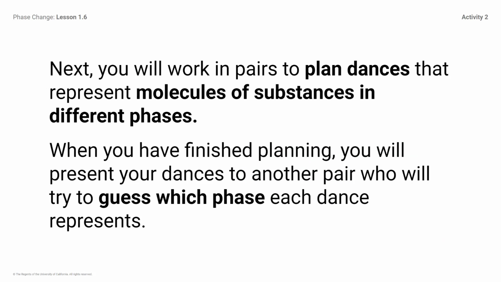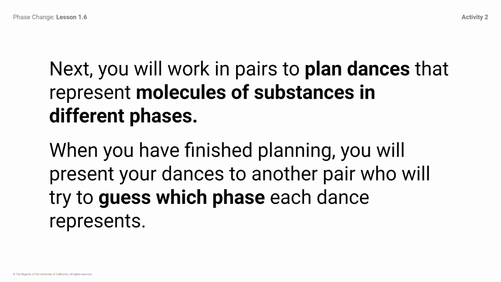Next, you will work in pairs to plan dances that represent molecules of substances in different phases. When you finish planning, you will present your dances to another pair who will try to guess which phase each dance represents. You'll plan 3 dances or movements, one for each of the 3 phases. You'll then take turns representing your dances.